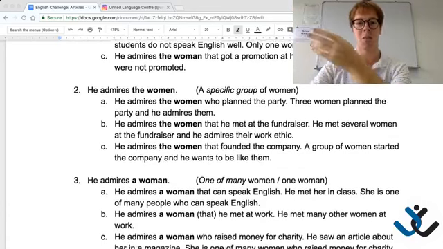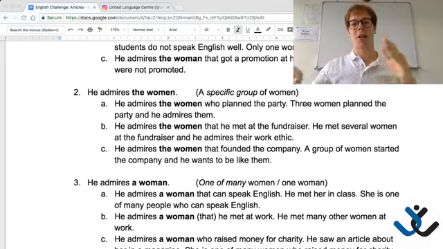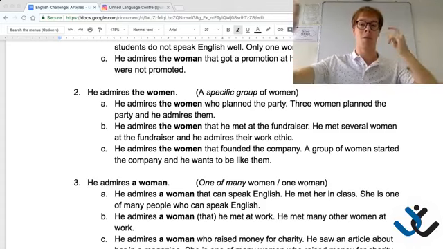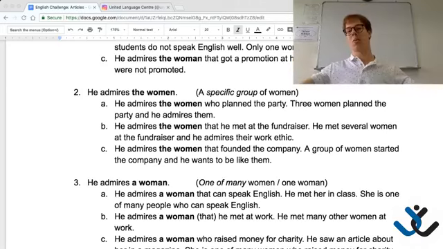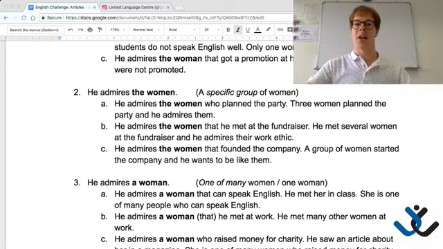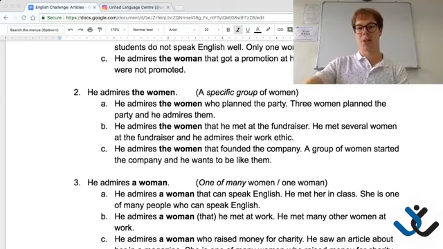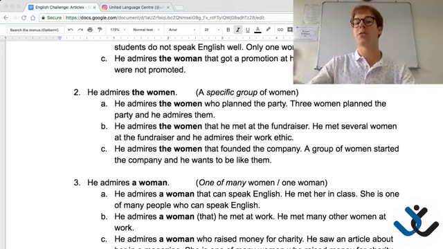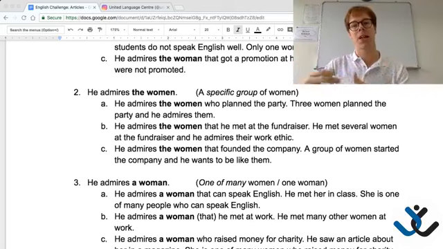Versus if I have something like the women. Again, we're talking about a specific group, but not only one: not the woman, the women, the specific group of women. Like he admires the women who planned the party. There's maybe two or three women, five women. They planned the party for our group, and we admire the work they put into planning it. Or he admires the women that he met at the fundraiser. Maybe he met many women at the fundraiser, but he admires a specific group of women, two or three or four or ten. Those women are the ones he admires. My final example: he admires the women that founded the company. Maybe there's a group of women that started a company and he admires them.